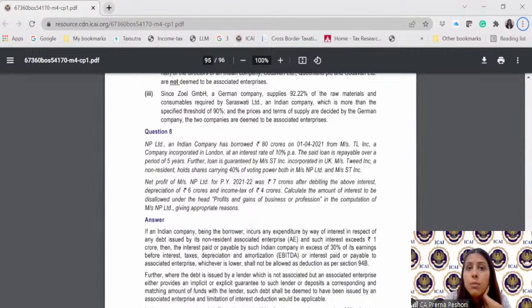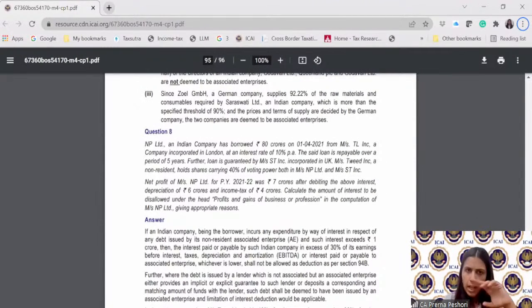The loan is guaranteed by Messrs. ST INC, right? And Messrs. ST INC, a non-resident, holds shares carrying 40% of voting power in NP and ST. So there's a common shareholding, and therefore NP and ST both will be the associated enterprise, because more than 26% is being held in NP and ST by TWEET, and therefore they are deemed to be the associated enterprise. And associated enterprise is guaranteeing the loan, right?